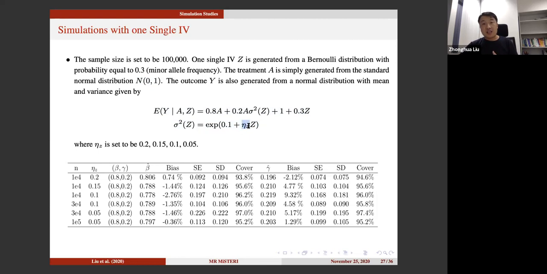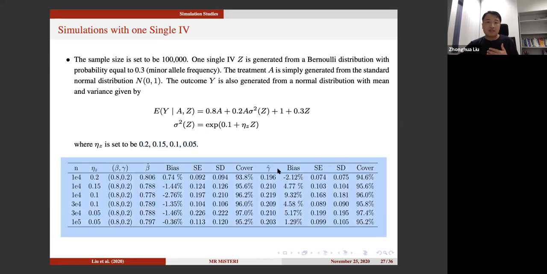As I said, eta Z measures how strong your IV is. So we change it: 0.2, 0.15, 0.1, 0.01. It's getting smaller and smaller. This table shows you the estimation is really good. The bias is small. The standard error estimate is accurate. The confidence interval coverage is correct, or close to the nominal one. We can estimate beta, the causal effect, and at the same time we can also estimate the bias parameter gamma.